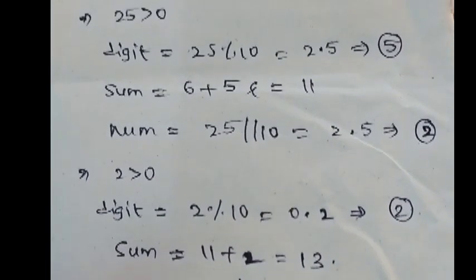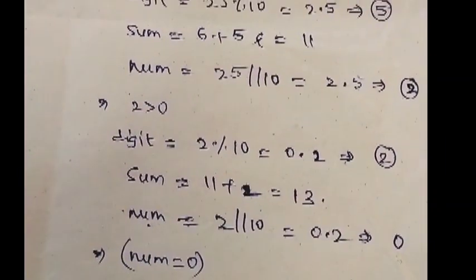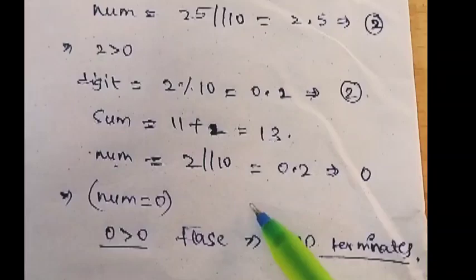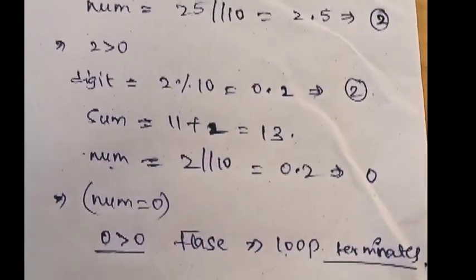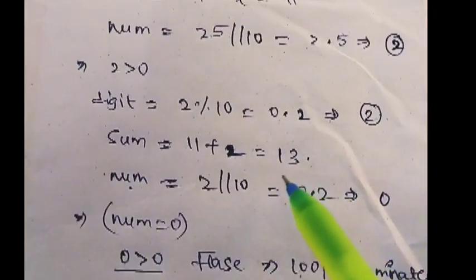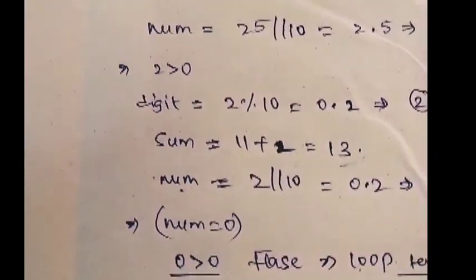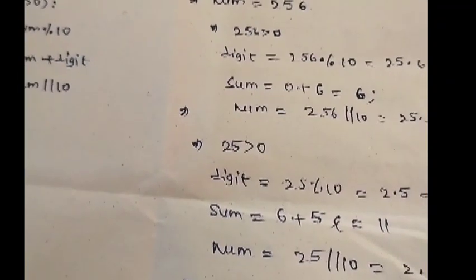From this you will get 0.2. Num is updated as 0. That is why in this condition we use a temporary variable, because finally num is updated to 0. To avoid that we use the temporary variable to store the num. The condition is false and the loop stops, and finally we get the sum of digits of the number 256 as 13. So those are the test cases to print the sum of digits.